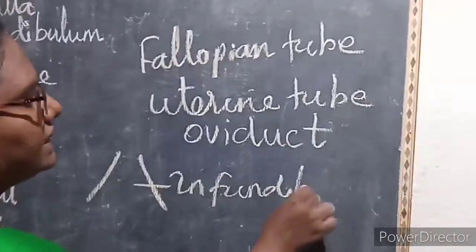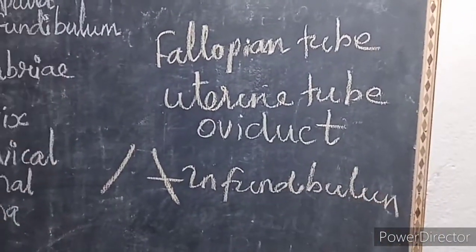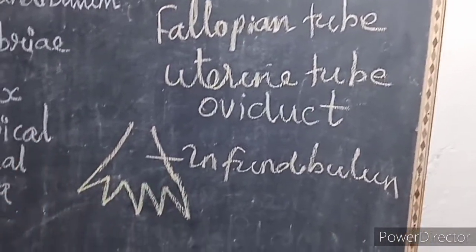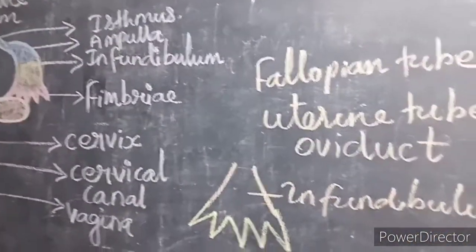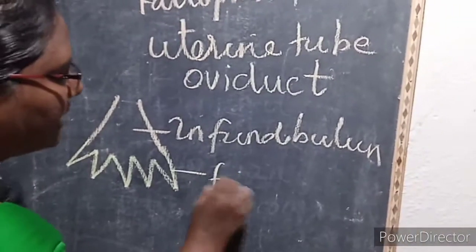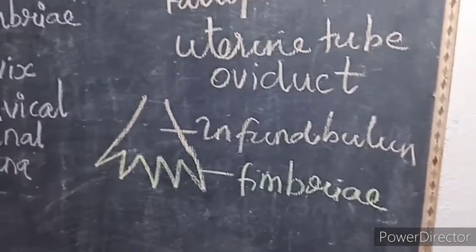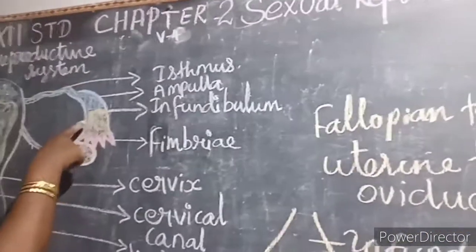Then here, this infundibulum has many finger-like projections. See the pink colored ones. These finger-like projections are called fimbriae. What are they called? Fimbriae. So the oviduct has a funnel-shaped structure.